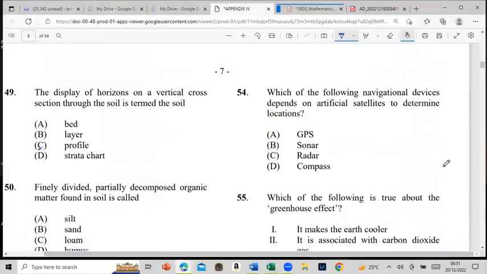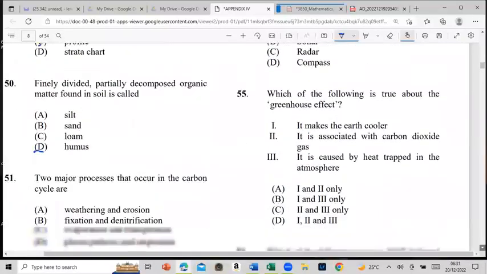Hit the like button. Which of the following navigational devices depends on artificial satellites to determine the location? A. the GPS, B. the sonar, C. the radar, or D. the compass. And that would be GPS. Everybody is using it, you know. Especially the girls to find their partner.